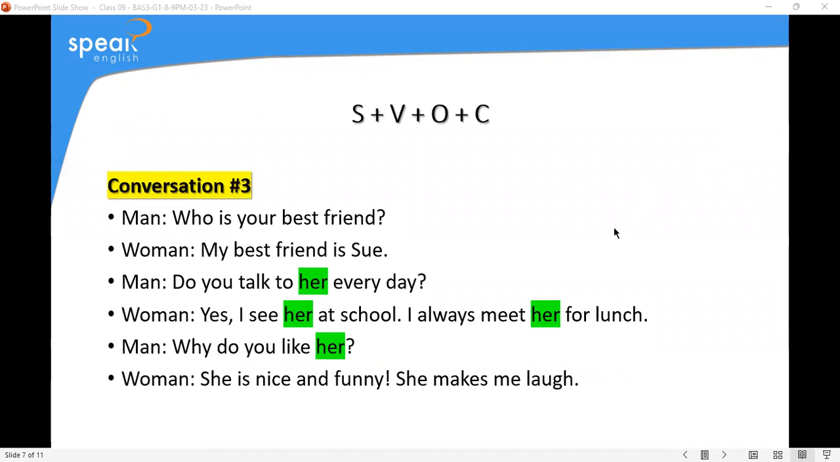Here we have another example of a conversation, but now this conversation is about the objects, the objects of the sentence. Let's practice first. Rene, you are the man, and Kaylin, you are the woman in the conversation. Go ahead.